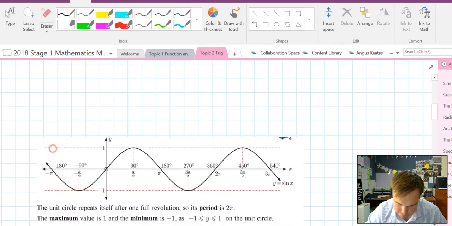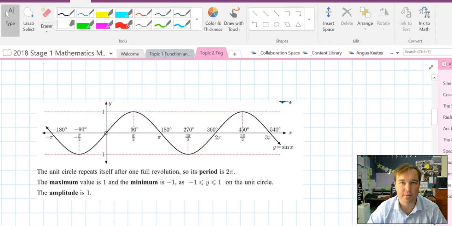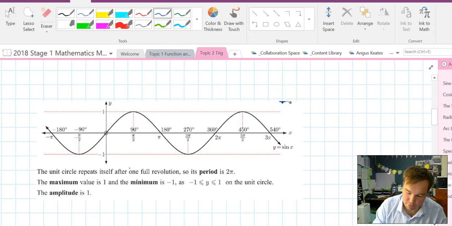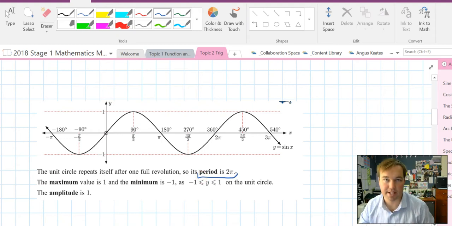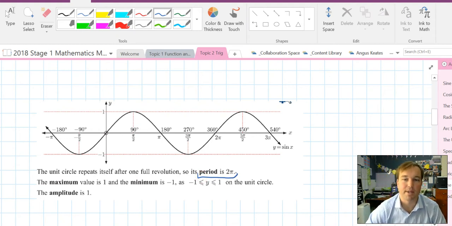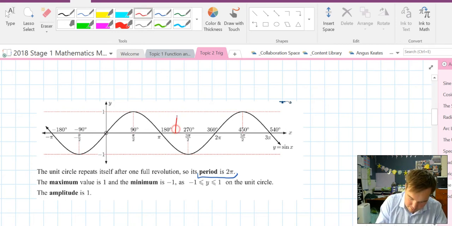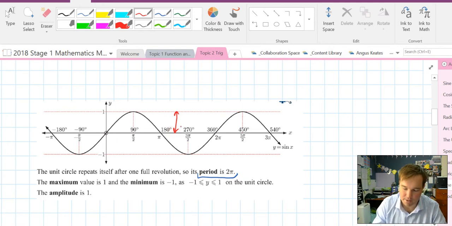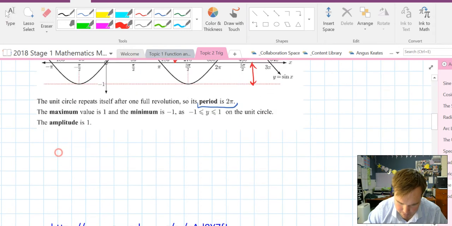And note, this continues going, because we know that we can go past 360 degrees, and we know that we can go back in negative. So, the unit circle repeats itself after one full revolution. So the period of this, and remember from the last video, period is how long it takes to repeat, is 2 pi, meaning after 2 pi it starts repeating. It has a maximum of 1, minimum of -1 on the unit circle, therefore the amplitude is 1. Remember here, amplitude is the gap between the center line and the peak, which will be exactly the same as the gap between the center line and the trough, or the minimum.